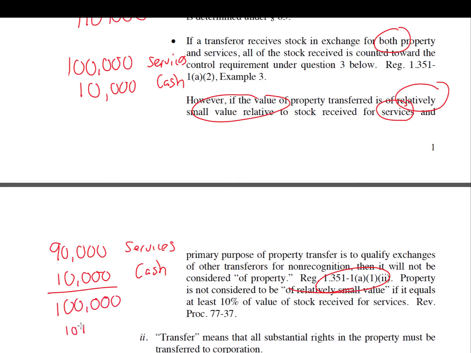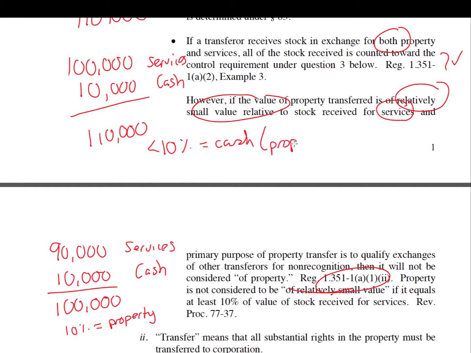10% equals property. As long as there's 10% of property and 90% or less of services, it has to be at least 10% or more of property, 90% or less of services, you're good. You can apply the general rule which we talked about up here. However, if you're below 10%, which is what we have here, right? We have 110,000, less than 10% equals cash, which is property. In that case, we cannot apply this rule.